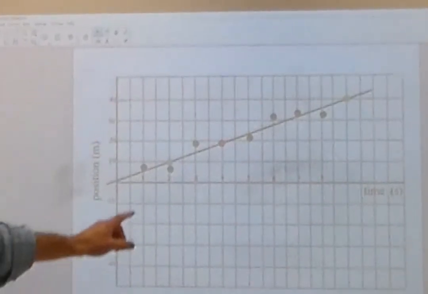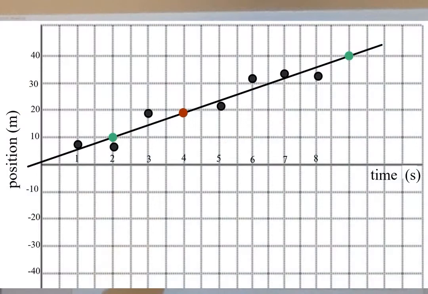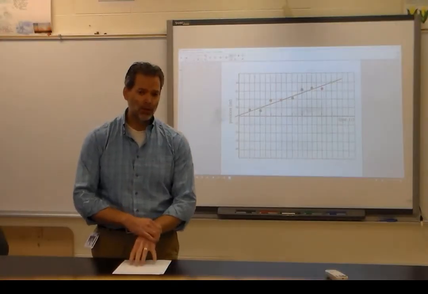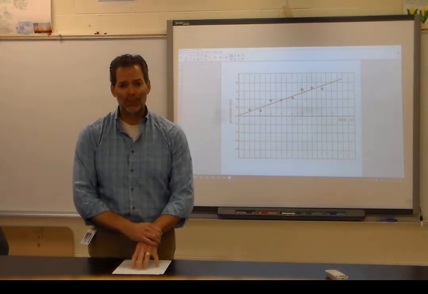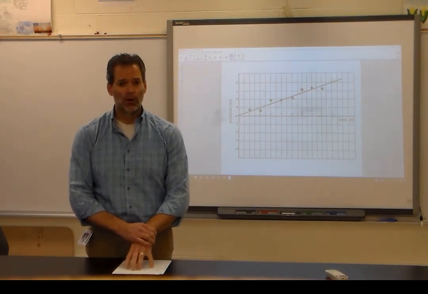So I have highlighted some points in green, which would be good points to use for my line, and 1 point in red, which would not be good. The reason why the one in red is not good is because that's a data point. We are not allowed to use data points for calculating the slope of our line.